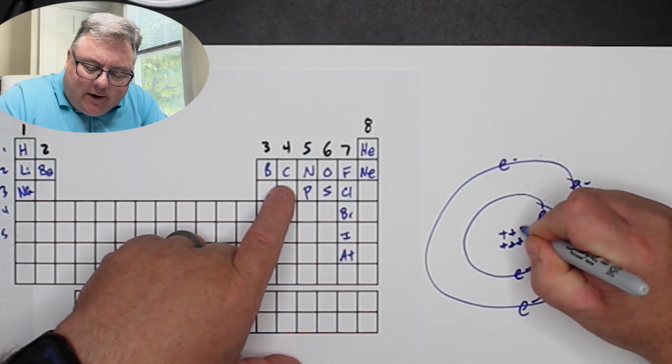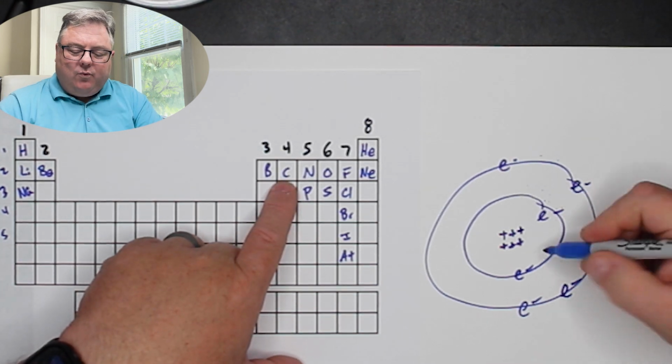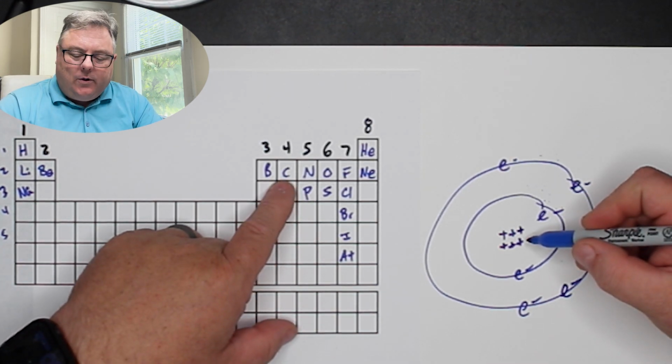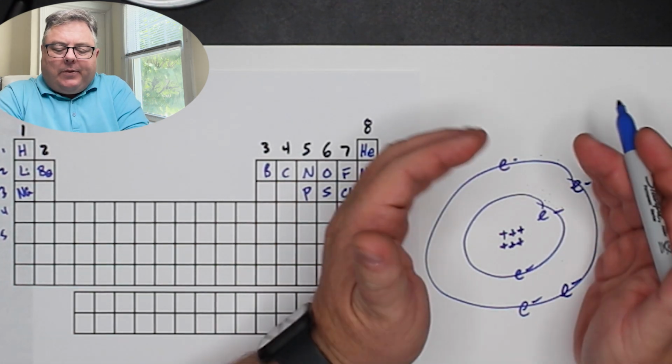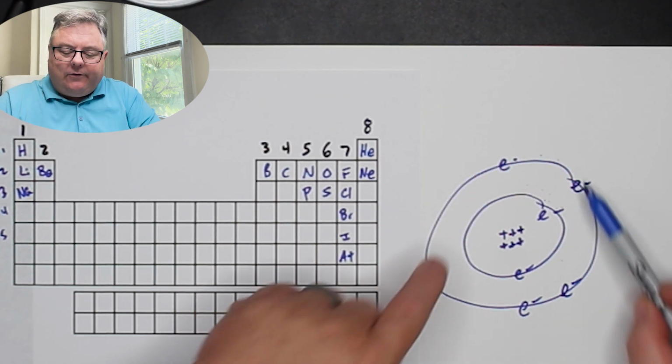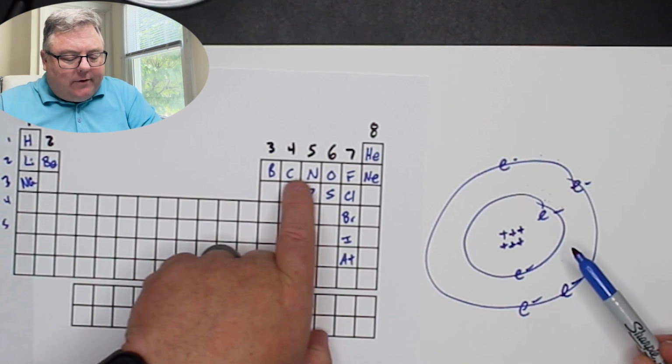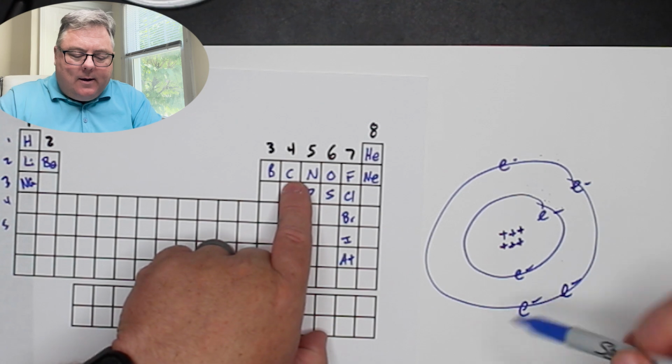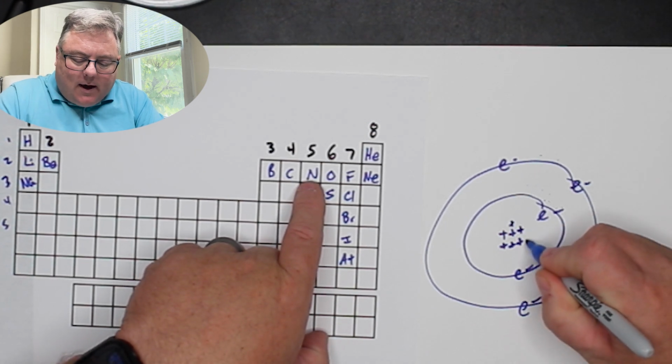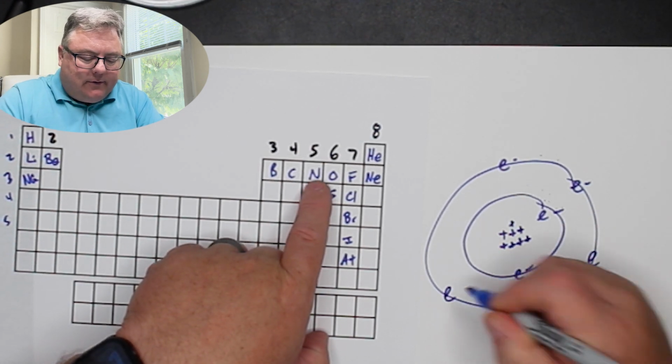But the other thing that changes for carbon is now it has one extra positive proton in the nucleus. Well, what did that do? Since these electrons in the second shell are all going to about the same distance away, as I go across, I'm going to add more and more protons as I add these electrons.